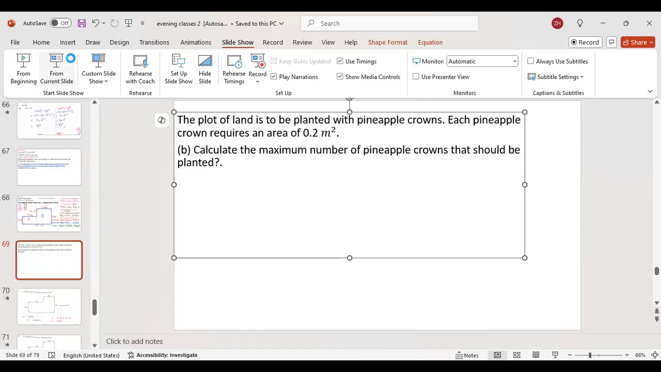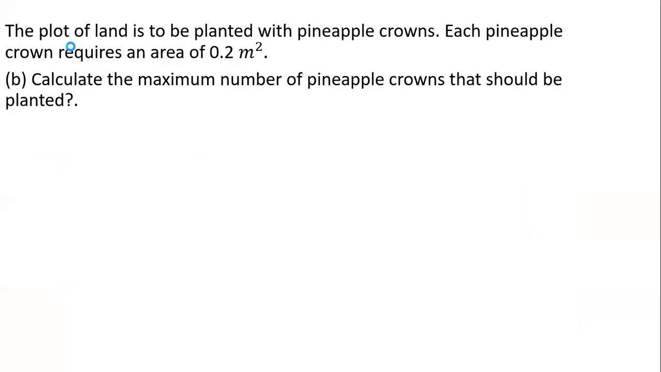Go ahead, Wiley C. Smith. Go ahead and read the question. The plot of land is to be planted with pineapple crowns. Each pineapple crown requires an area of 0.2 meters squared. B. Calculate the maximum number of the pineapple crowns that should be planted.